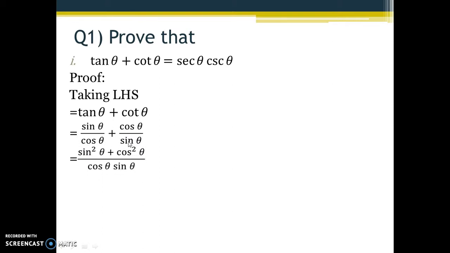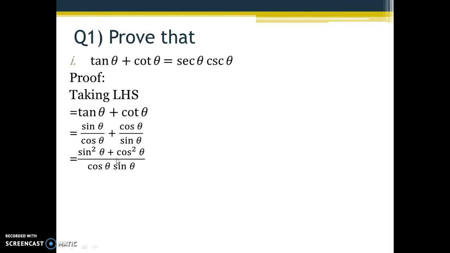When we multiplied sine with sine theta, we get sine square theta. When we multiplied cos theta with cos theta, we got cos square theta. And now we have one single denominator, which is cos theta sine theta. So you can say that we took a kind of LCM over here. And we got sine square theta plus cos square theta upon cos theta sine theta.